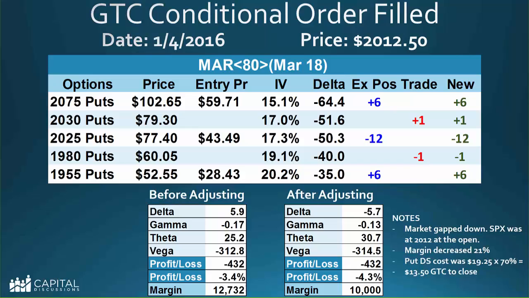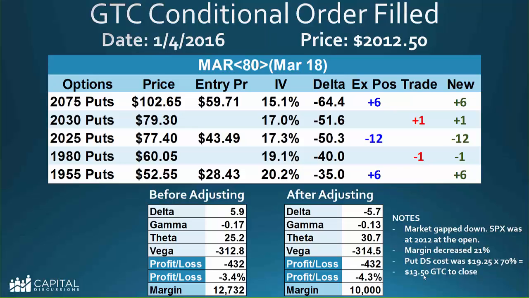Now the one nice thing with these put debit spreads is they do reduce your margin on the trade. So you're taking off risk on the downside. What you want to do is note the price that you paid. So in this case, $79 minus $60.05. So I paid $19.25 for the debit spread, and I'll just use 70% as my good till cancel price to buy it back. So I would put a GTC order in to close that spread at $13.50.